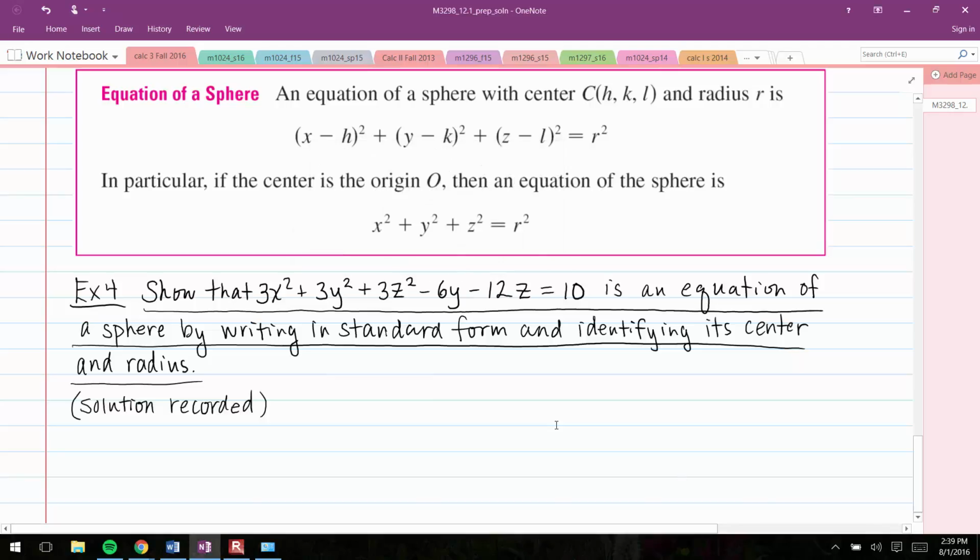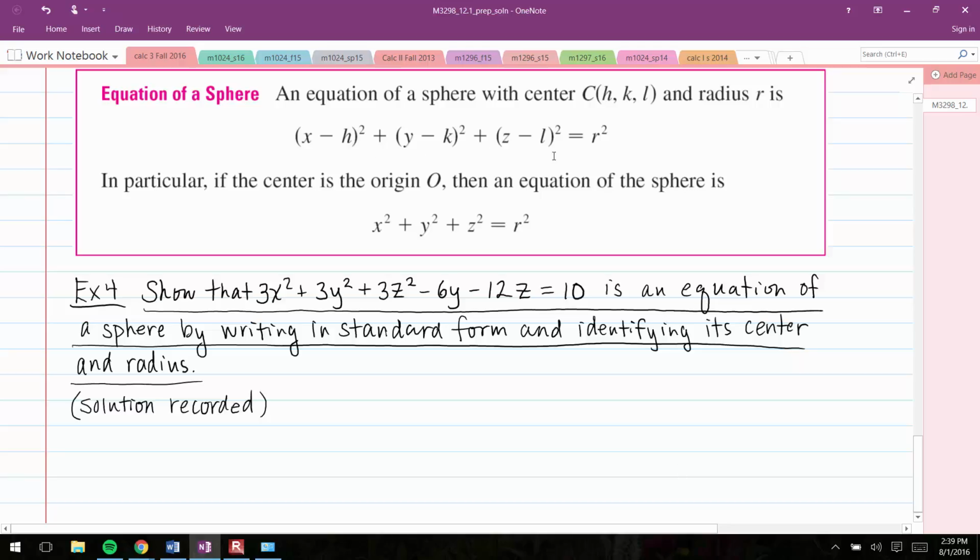Example 4 from section 12.1 says show that 3x squared plus 3y squared plus 3z squared minus 6y minus 12z equals 10 is an equation of a sphere by writing in standard form and identifying its center and radius. So first of all, the equation of the sphere is given up above here. You do need to memorize it, however.